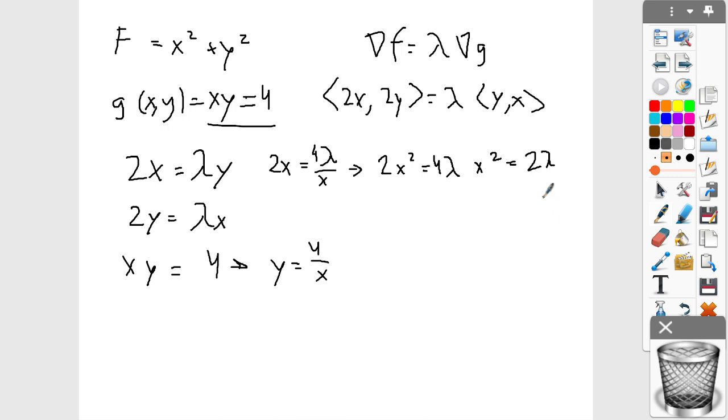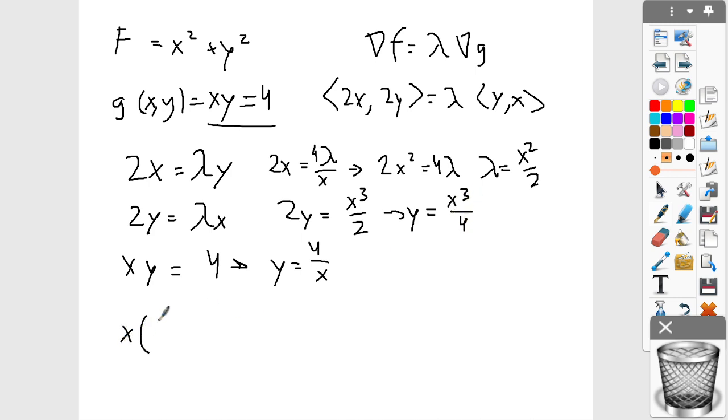Now what do we have? We could say lambda is equal to x squared over 2. That's probably a better idea. So what else do we have? We have 2y is equal to lambda x, which is x cubed over 2. So now what do we have? 4y is equal to x cubed, so y is equal to x cubed over 4.